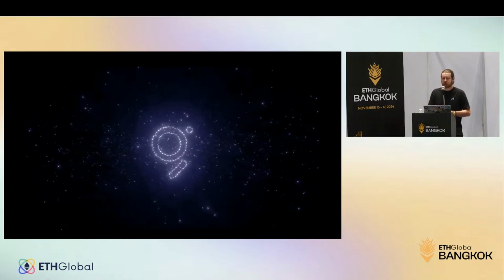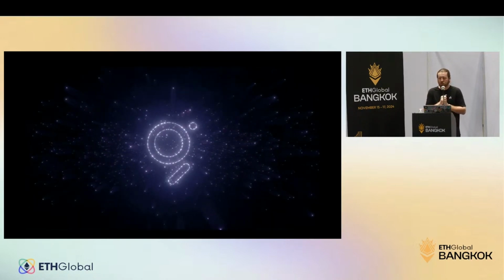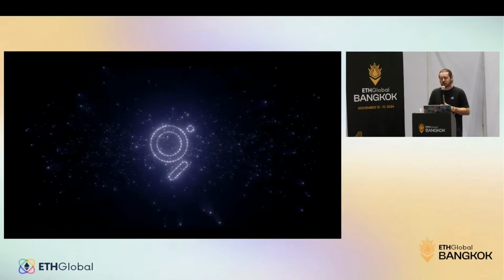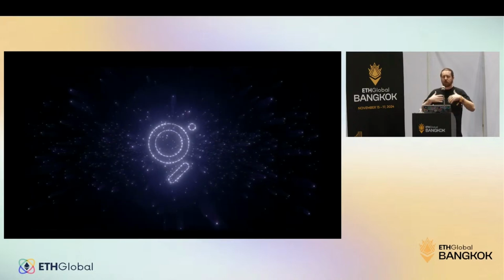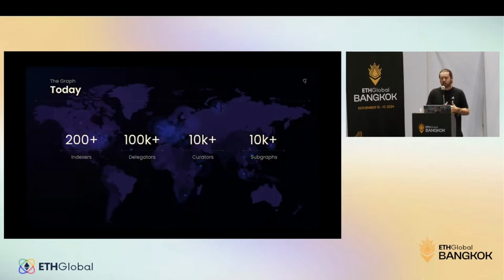So we want to actually use the graph, right? The graph is a decentralized data indexing protocol, and it is built with values that are pushing forward decentralization and the access of that data. There's over 100,000 delegators, which are providing stake to the network for security. There's over 10,000 subgraphs on the network.